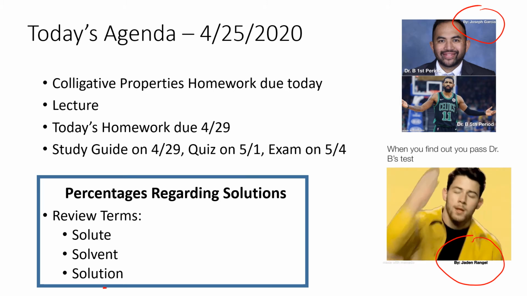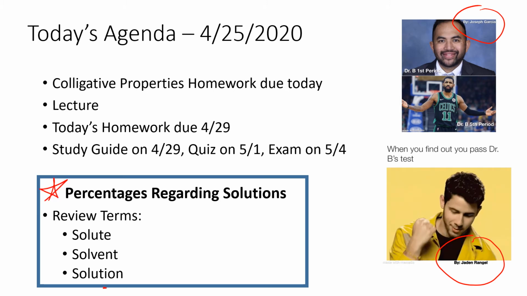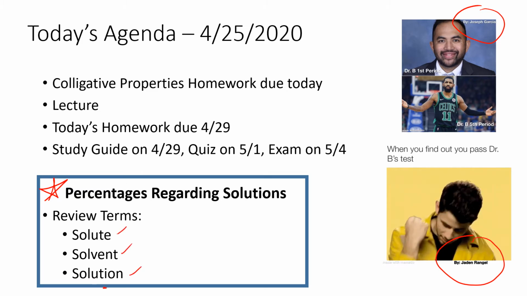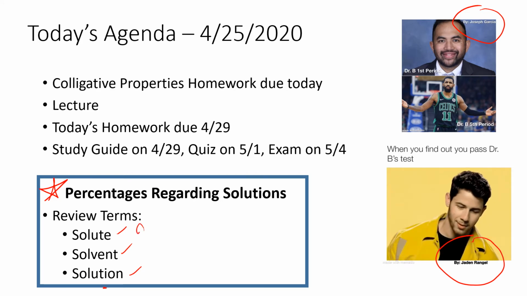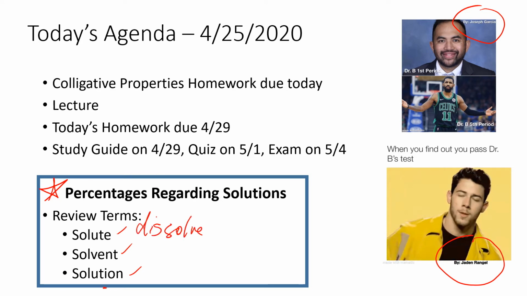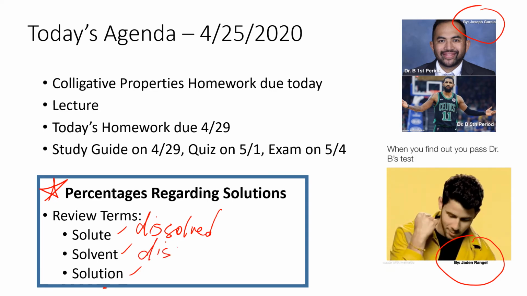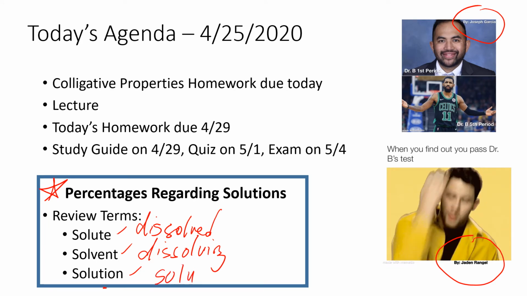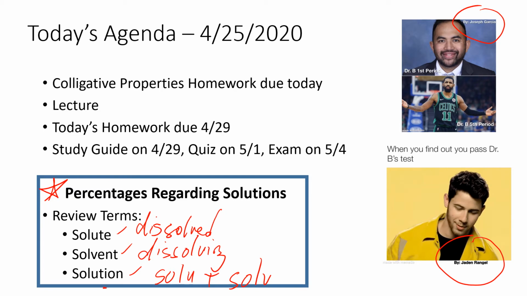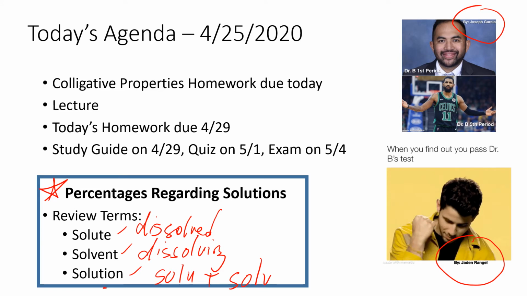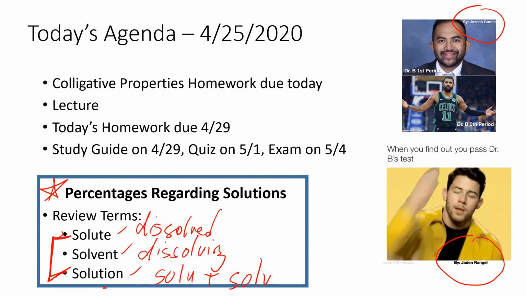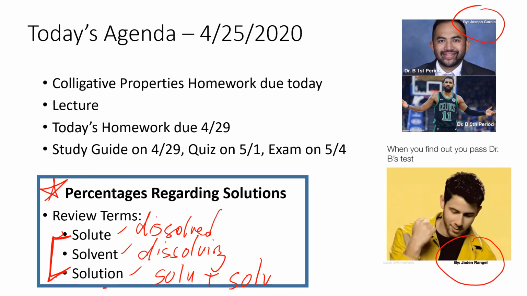Alrighty, so we are going to talk about percentages regarding solutions. There are a few terms we're going to have to keep in mind: solute, solvent, and solution. A solute is what is being dissolved. Solvent does the dissolving. And solute plus solvent is the solution. The reason why we need to know these is because today's lecture is going to deal with these, but in a different way. You're going to have to be able to know what numbers go where when you're going to figure out these percentages.